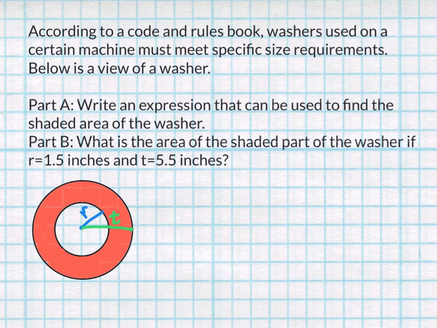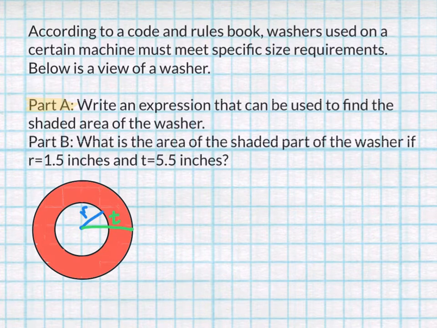So the first thing I want to notice is this piece is made up of two circles. So if I'm looking at part A and it wants me to write an expression, what I'm thinking of is this is kind of like a donut. And what I mean is this donut has this outside, and then the donut hole has been cut out of the middle. So if I find the area of the big circle and subtract the area of the small circle, that's like removing that center piece, and that will leave me with the ring.